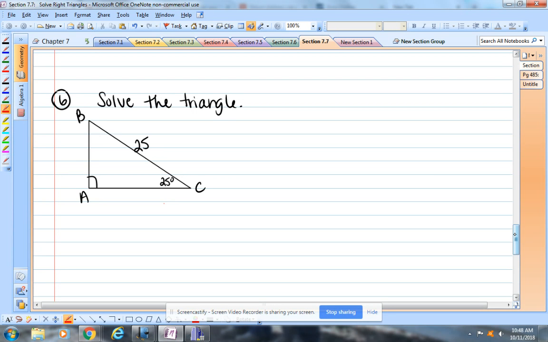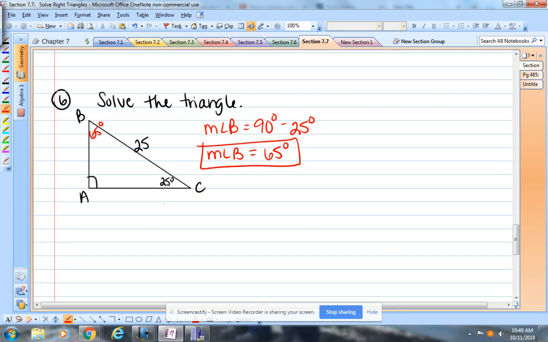So I have a 25-degree angle measure and a hypotenuse with a length of 25 also. Okay, that's all I got. So what do y'all want to find first? Measure of angle B. That's pretty simple, right? That way I'll know all three angle measures. So how do we get the measure of angle B? 90 degrees minus 25 degrees. So the measure of angle B is how many degrees? 65 degrees. Very good. So now I've just got to find two sides.